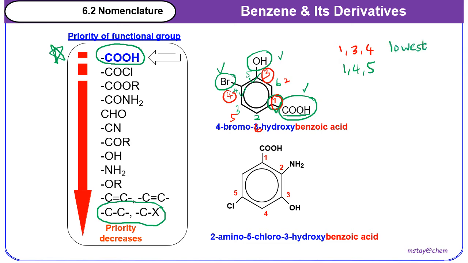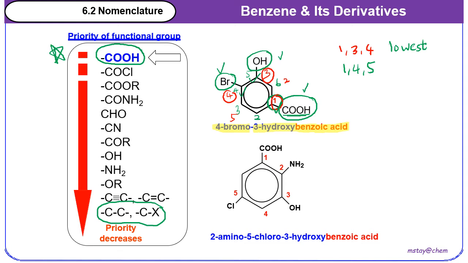Okay, so that is why we're going to give the numbering 1, 3, and 4. Because 1 is the benzoic acid, we do not need to put the number 1, and then we need to follow the alphabetical order. So that's why 4-bromo followed by 3-hydroxy benzoic acid.